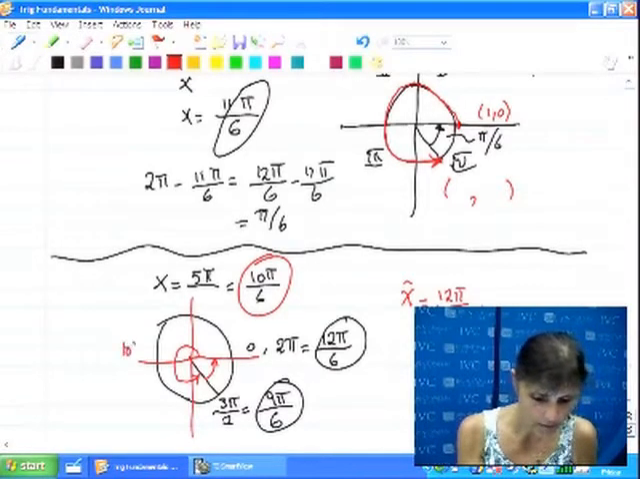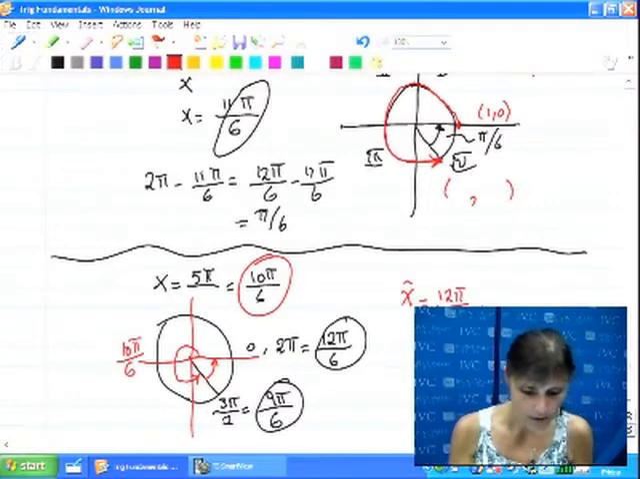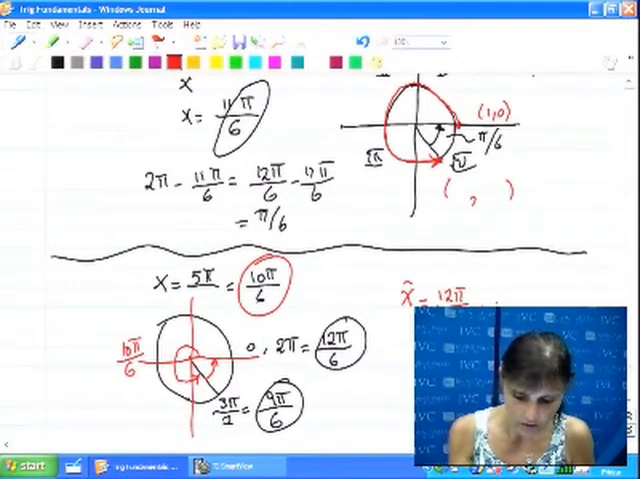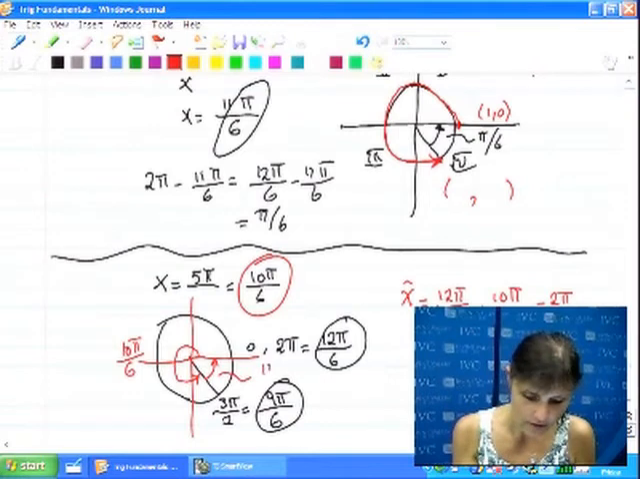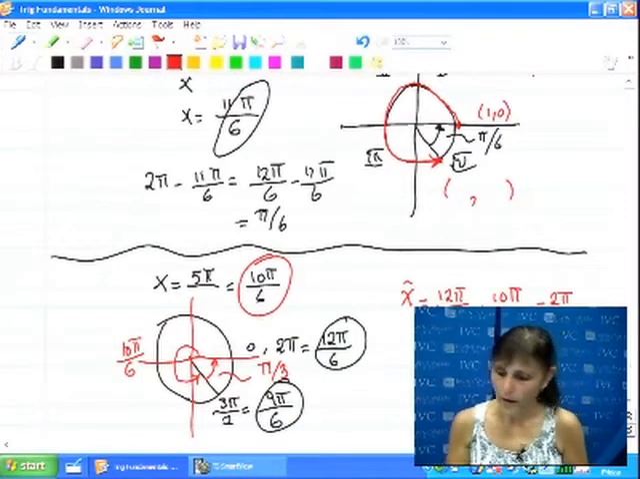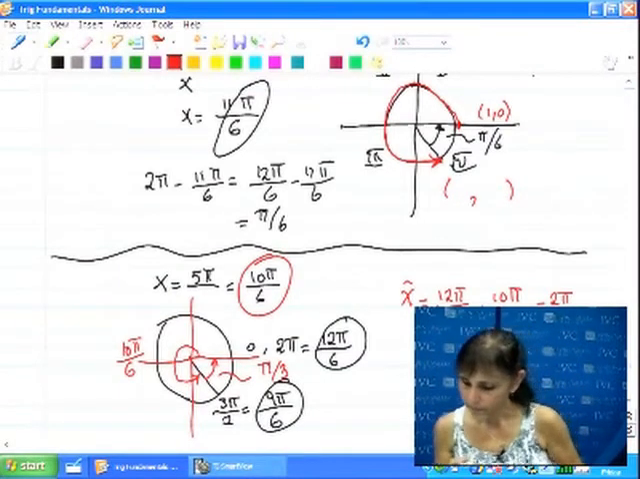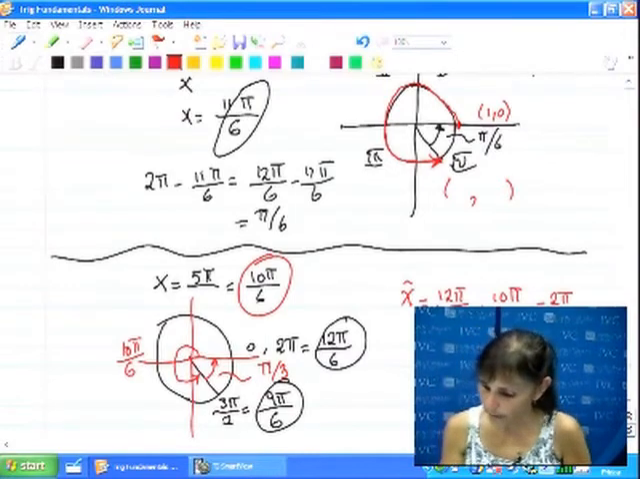This is 10 pi over 6. And this one is 12 pi over 6, so I need to take that 10 pi over 6 away. So it's 2 pi over 6, which is pi over 3. Very good. So this reference angle is pi over 3. Okay, very good. Let's do something a little bit harder.